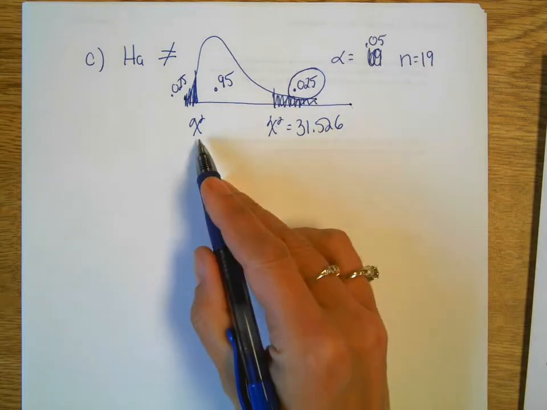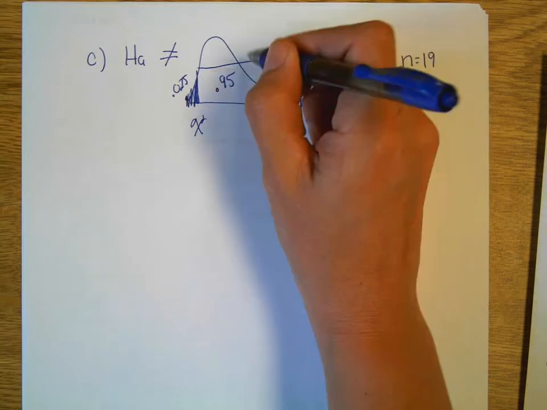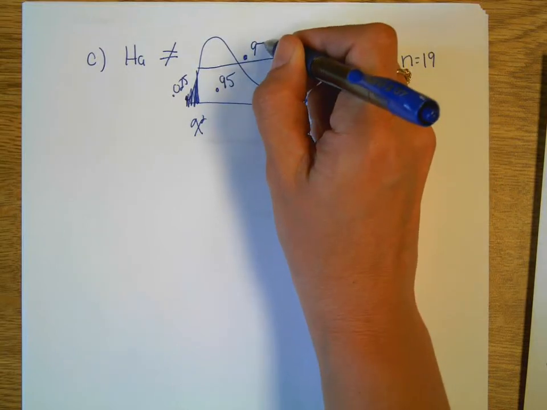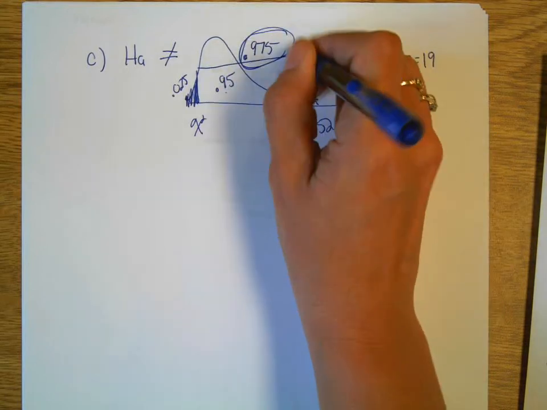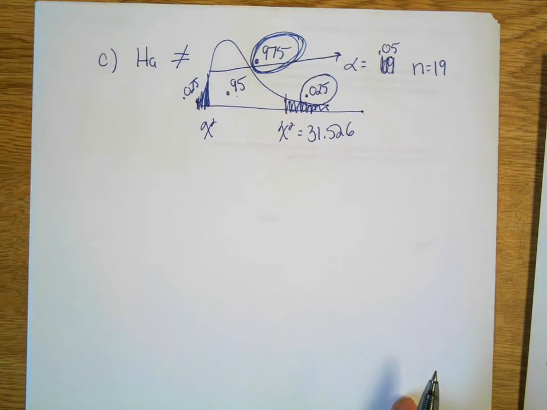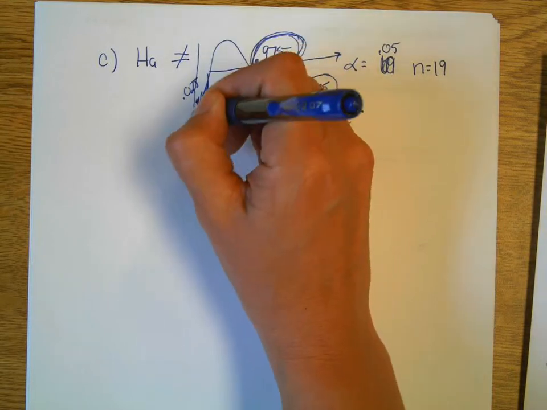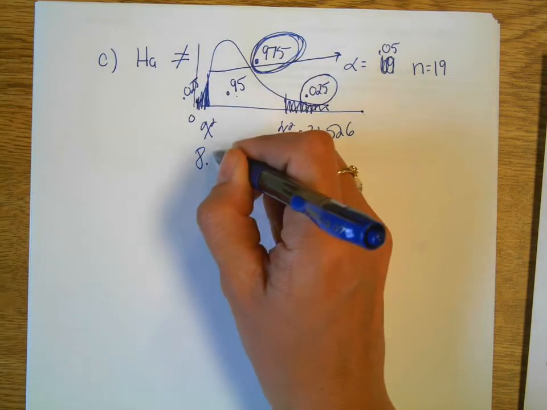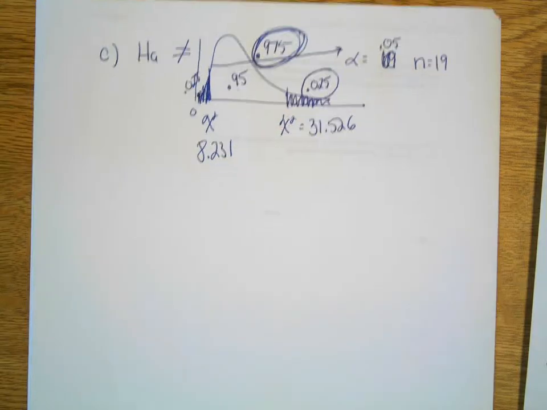Okay. To find this one, what area are you going to look up? 0.975. You've got to add the 95 and the 2.5 together. That's the one you're going to use to find this one. And it should be smaller, because remember the number line starts at 0 back here. 8 point what? 231. Okay, are you good with reading the chi-square table? Everybody's comfortable with that?